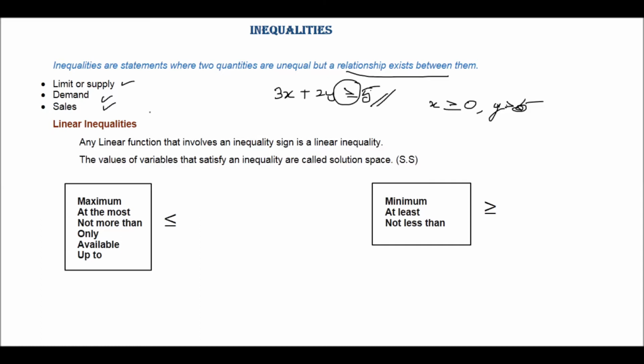What are linear inequalities? As we saw with linear equations, the highest degree is 1. x plus 2y is greater than or equal to 15. This type is called linear inequalities.